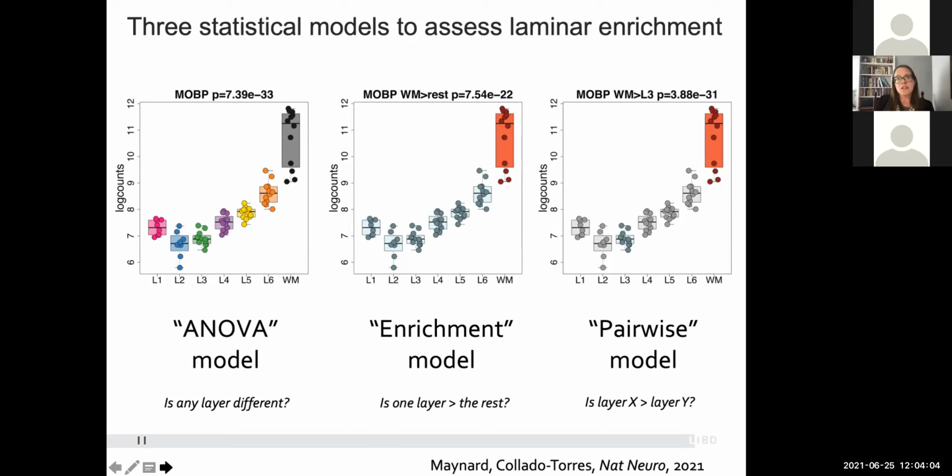And then the third statistical model, termed the pairwise model, tested for genes differentially expressed between each pair of layers, so 21 pairs, and asked, is layer X greater than layer Y? So you can see the visual depictions of these 3 models using MOBP as an example. And remember, MOBP is a gene highly expressed in oligodendrocytes, which are enriched in the white matter.